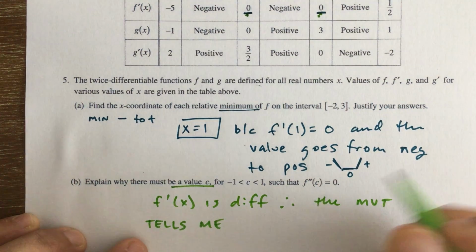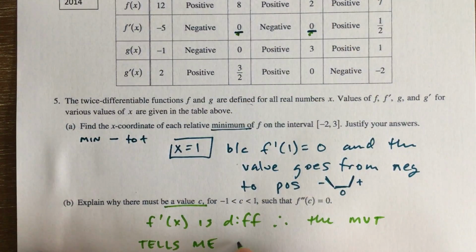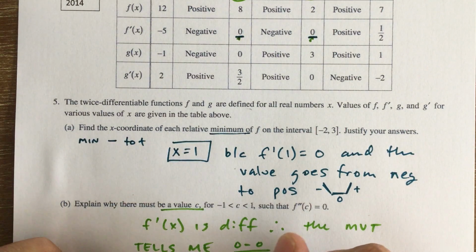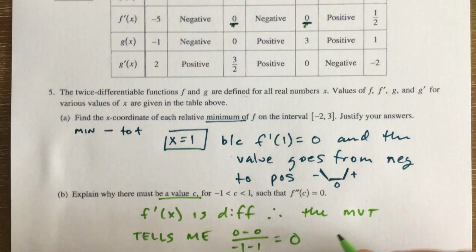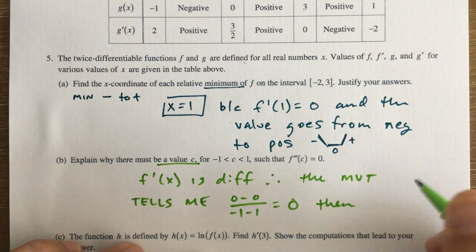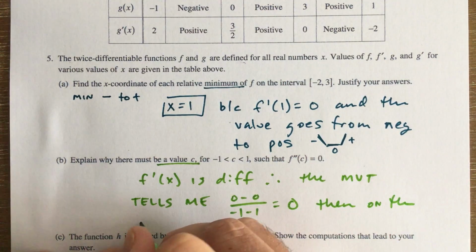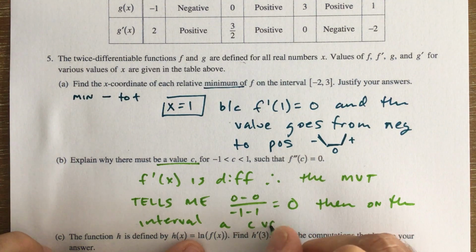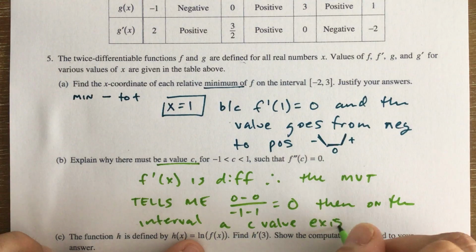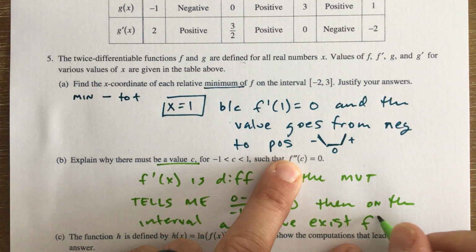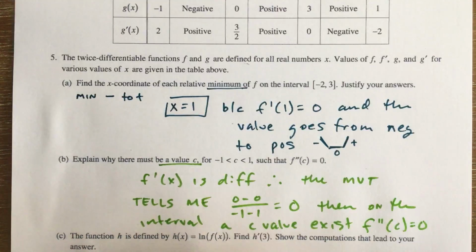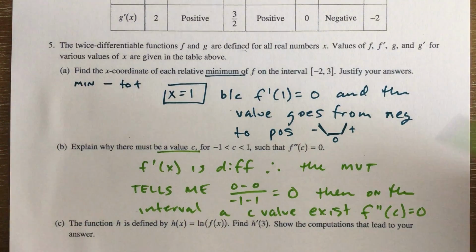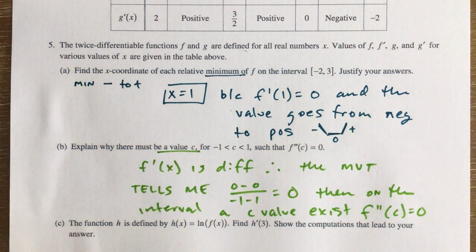tells me that if this slope right here, which is 0 minus 0 over the x values, so -1 minus +1 equals 0, then on the interval a c value exists, and I'm going to say f double prime of c equals 0. Since that average slope was 0, the instantaneous slope can be 0 also. There will be an x or a c value with that same slope.